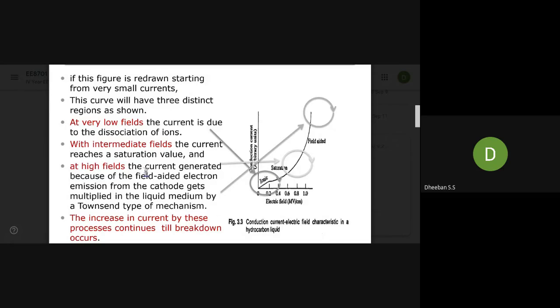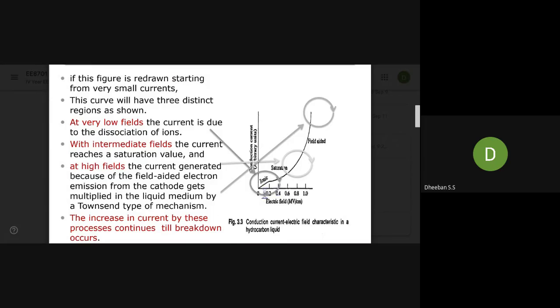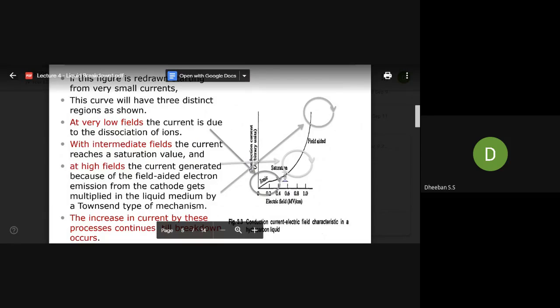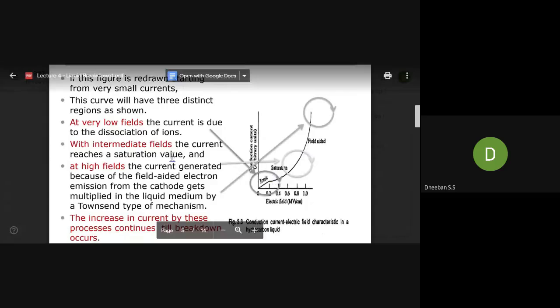Next, what happens? The intermediate electric field, that is after the low electric field, you are still increasing your electric field value. Then what happens? The current reaches some saturation value. The current will be constant. That's what they're saying. The current will be increasing exponentially. The slope will be the same. So that's what they're saying.